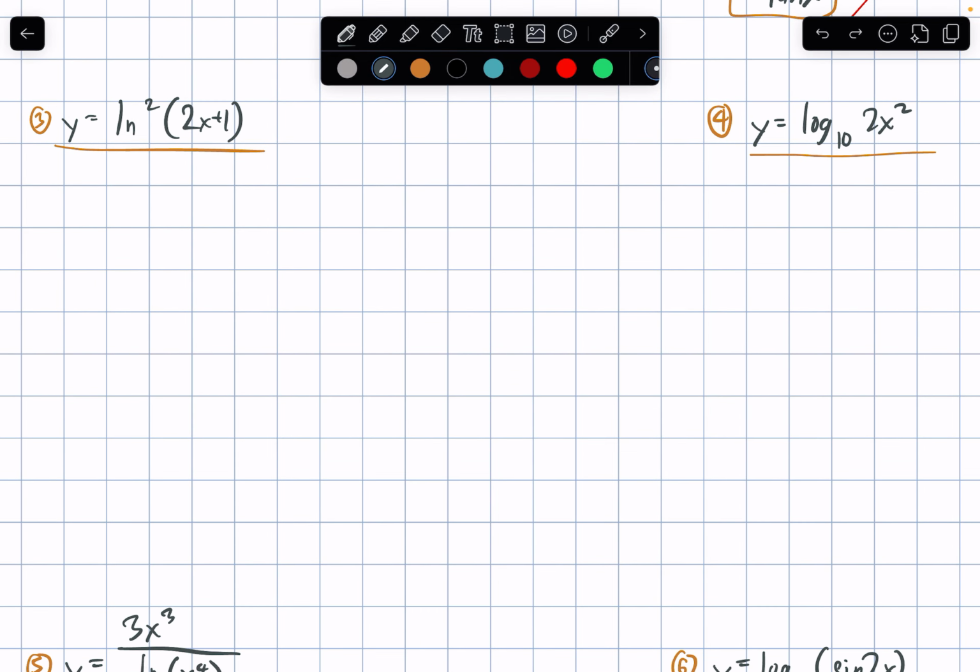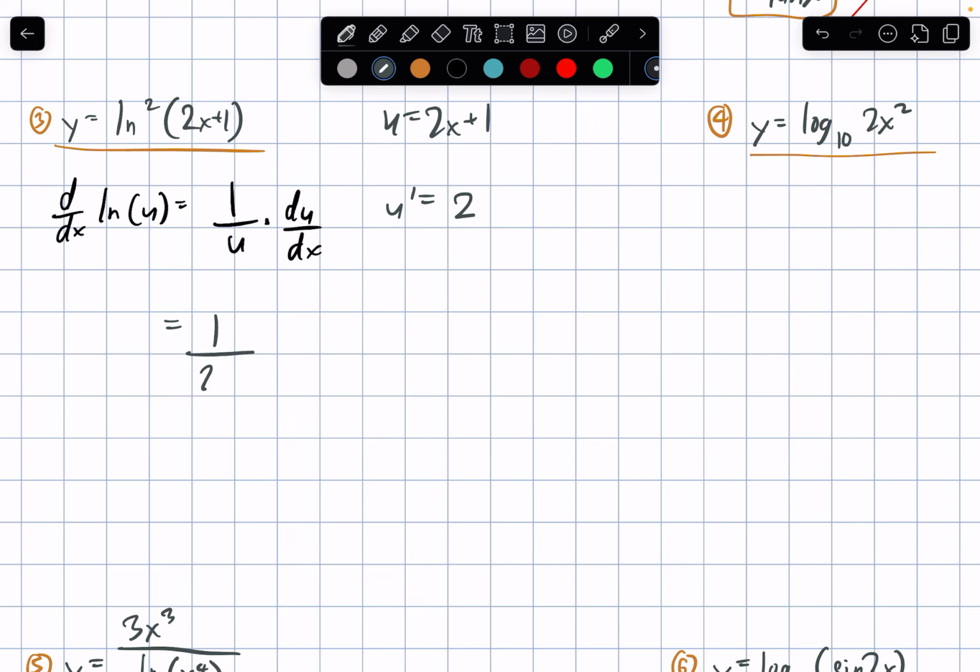As we go through the questions, it's going to get harder and harder. So hopefully our limit isn't too short. Okay, we're still using the formula. So d over dx ln u is equal to 1 over u times du over dx, such that u is equal to 2x plus 1, and the derivative of u is 2. Okay, so far so good. 1 over 2x plus 1 times 2. 2 over 2x plus 1 is the final answer.